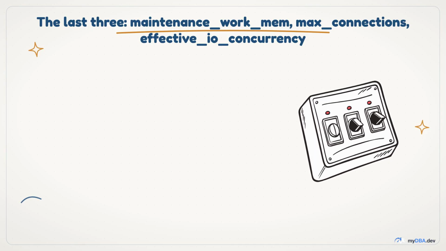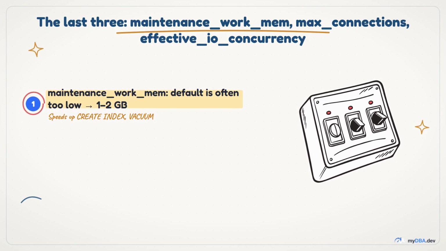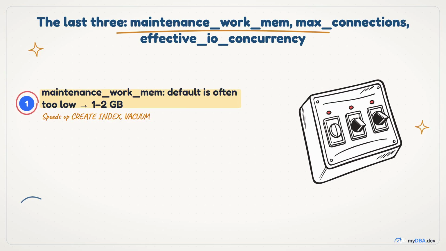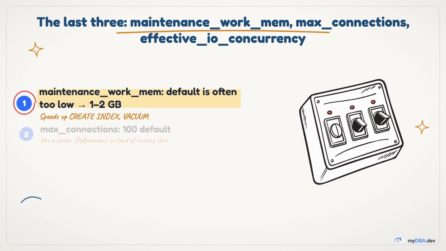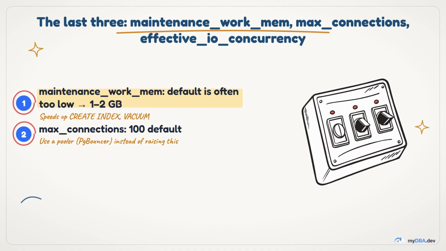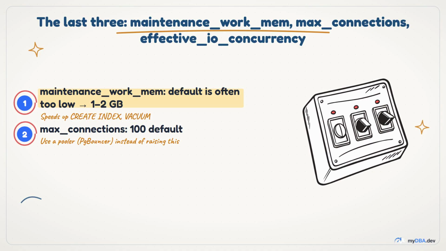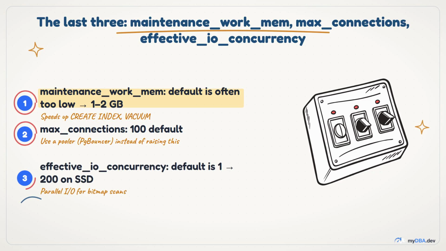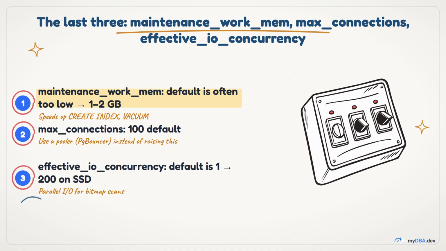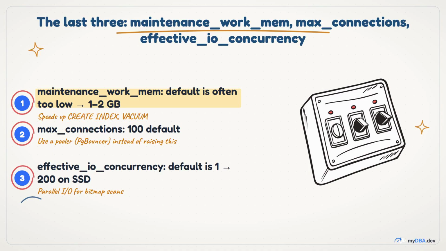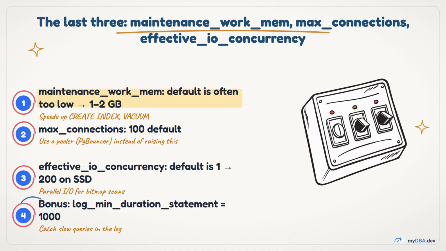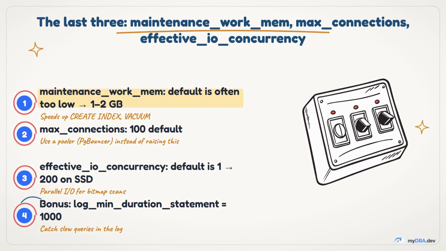Maintenance work mem defaults are often too low for production workloads. Bump it to 1 or 2 gigs, so create index and vacuum run faster. Max connections is 100 by default, but don't just crank this number up. Use PgBouncer or another connection pooler to multiplex connections efficiently instead. Effective I/O concurrency is often set to 1 by default. On SSDs, set it to 200 so bitmap heap scans can issue parallel reads. Oh, and throw in log min duration statement equals 1000 to log any query that takes over 1 second. You'll thank yourself when you're troubleshooting later.